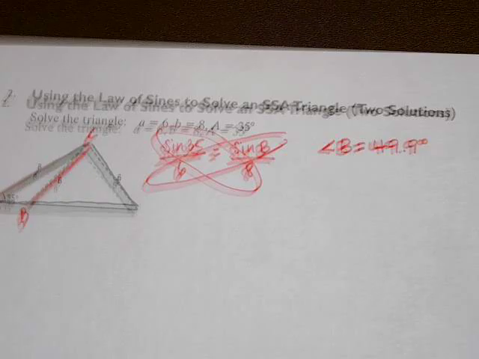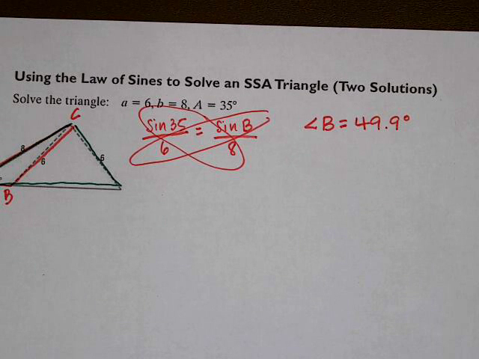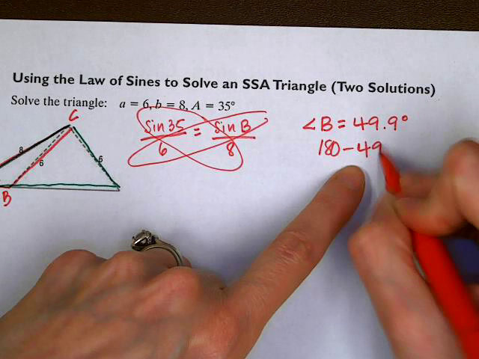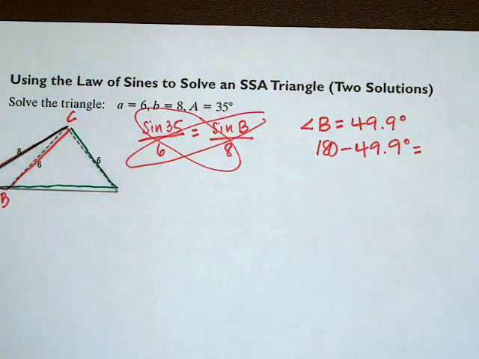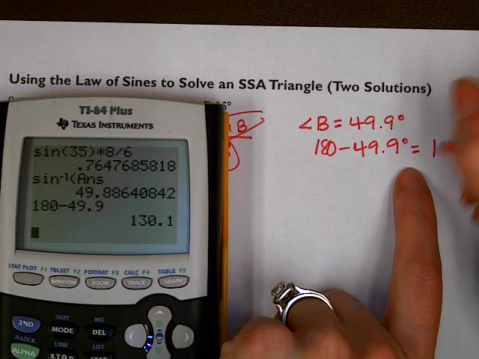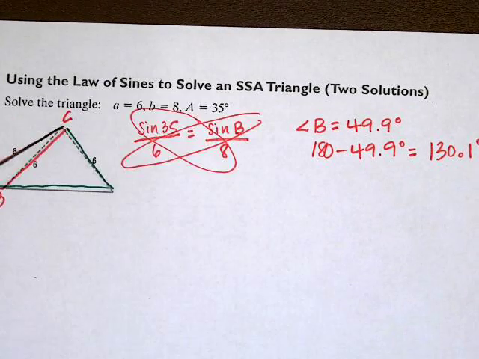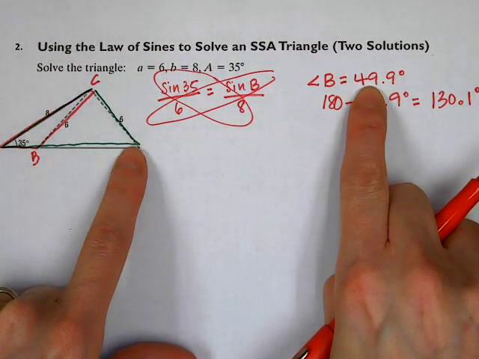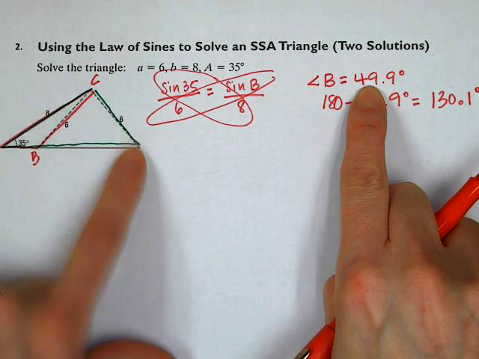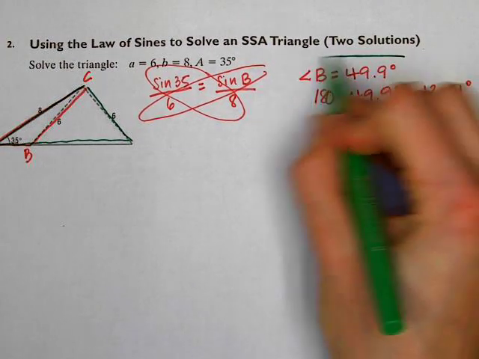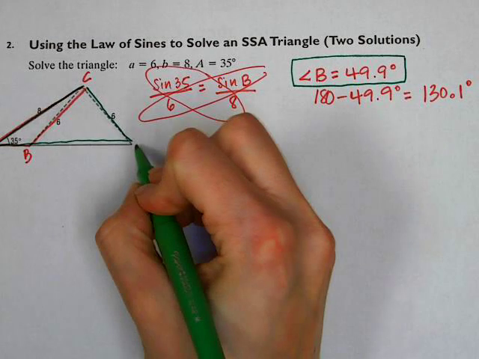But because it's angle side side, we have to check if it's possible to have another triangle. So remember, to do that, you take 180 minus 49.9, and let's see if that is possible. So 180 minus 49.9 is 130.1. Let's zoom out a little bit here. So 49.9 is definitely possible, because if you add it to 35, you still have enough degrees for angle C. So it looks like this angle B is for the green triangle. So let's call that B1.